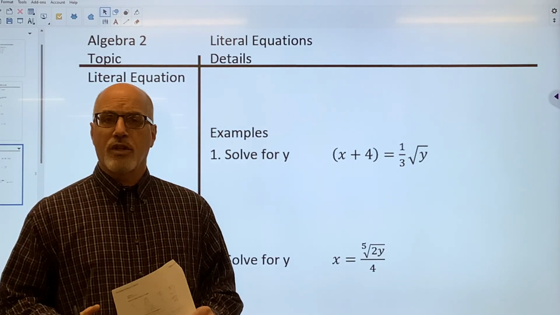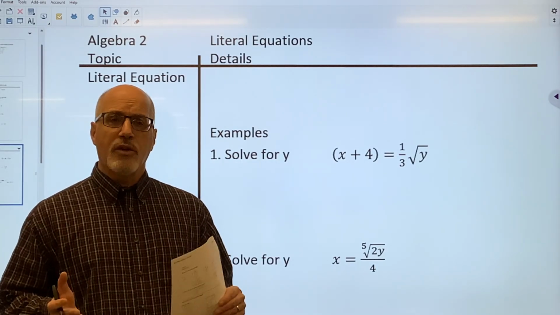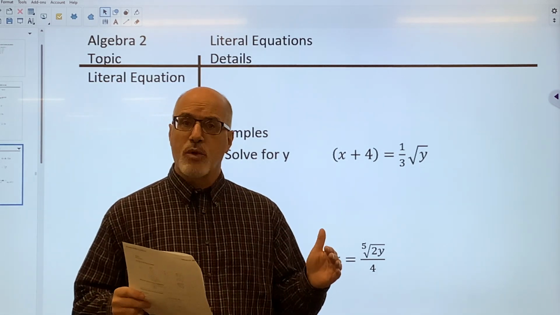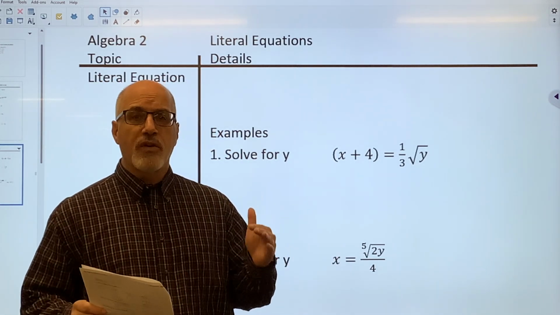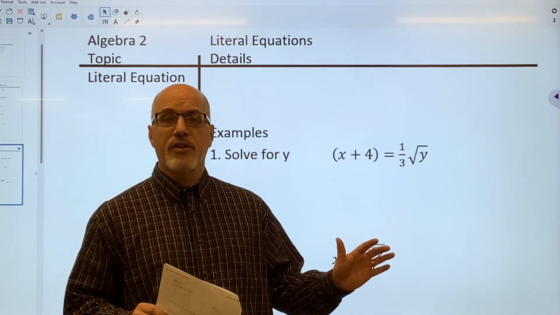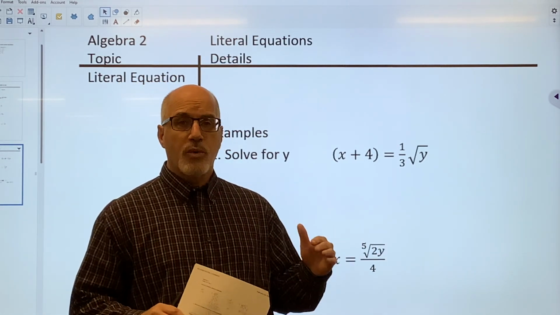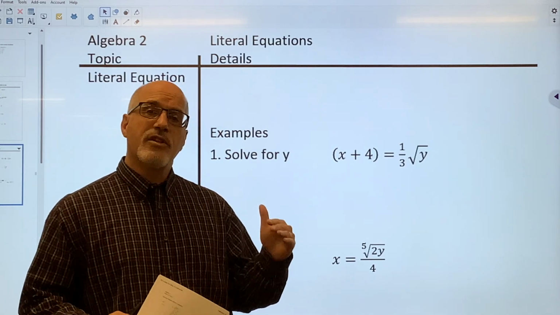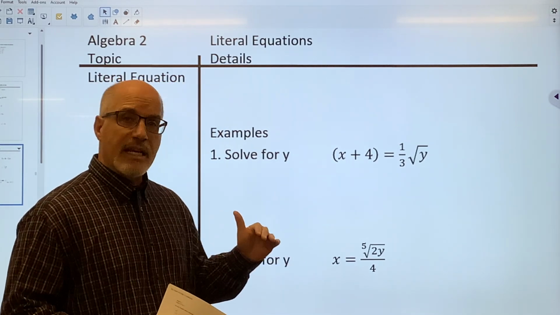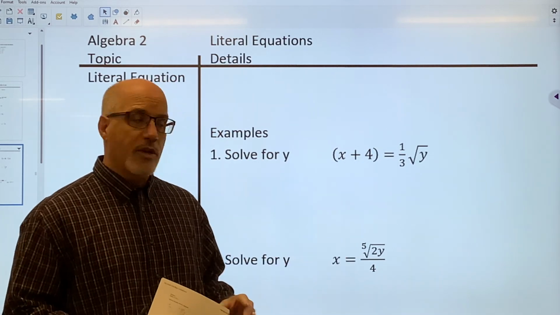For this lesson, we're going to look at literal equations. A literal equation is where you have more than one variable in the equation, and so when you solve for one of the variables, you're going to have a formula with the other variable in it. So when you solve it, you don't get numbers as answers. Instead, you get expressions with other variables in it.